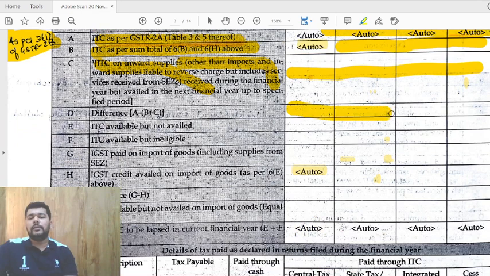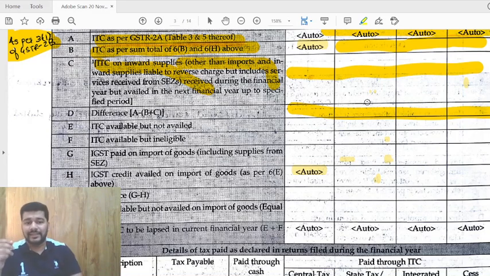So once that is done, we reach the difference now. However much you have tried, except for very ideal returns, if a difference remains here, that means A minus B plus C. If you have a negative difference, that means your ITC availed during the year and in the subsequent year, during FY 24-25, is more than what is there in 2B.